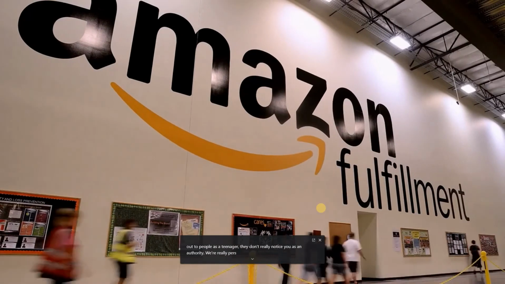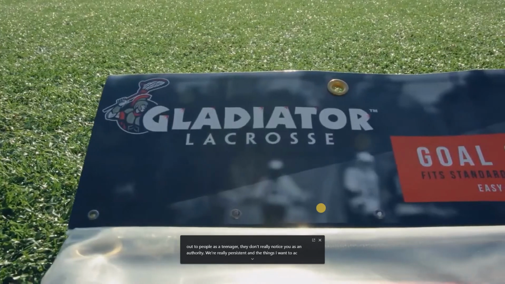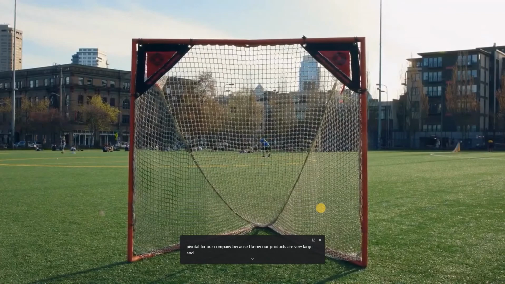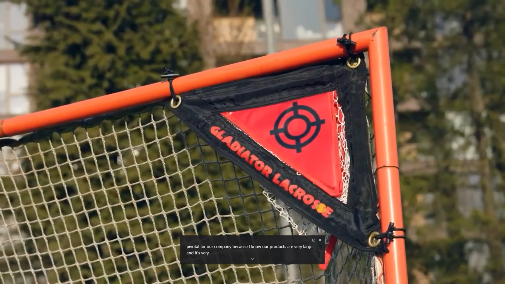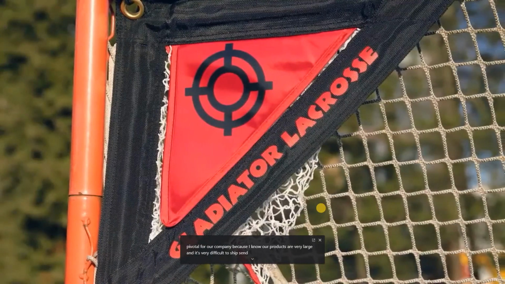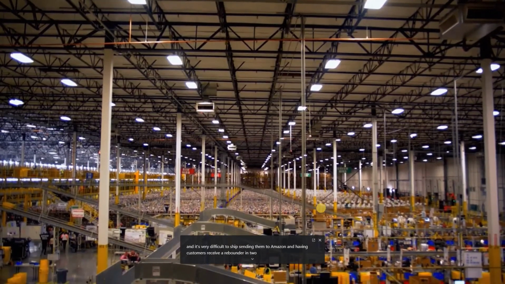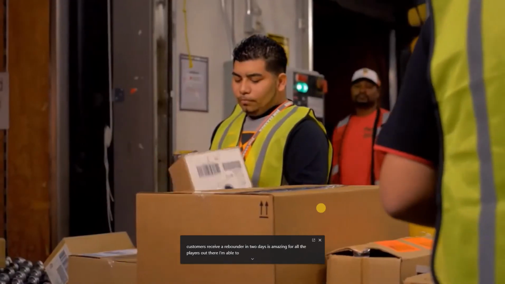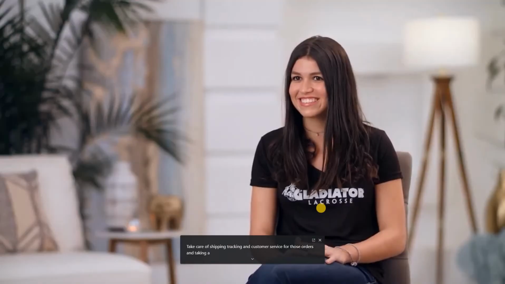Amazon Prime especially has been pivotal for our company because I know our products are very large and it's very difficult to ship. Sending them to Amazon and having customers receive a rebounder in 2 days is amazing for all the players out there. I'm able to plan way in advance by having Amazon take care of shipping, tracking, and customer service for those orders, taking a load off of me while I'm able to go study for my math test.